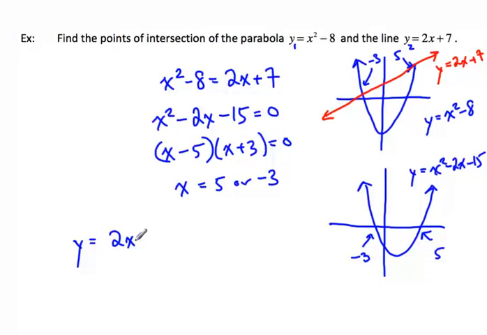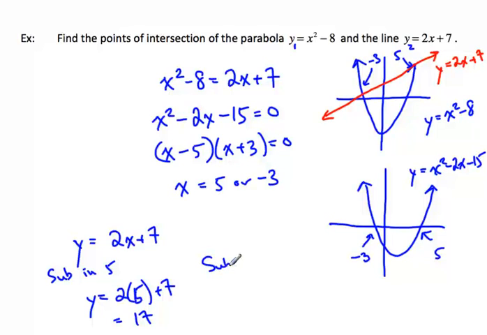But I'm just going to sub into the easier one, for me, the linear function. So if y is equal to 2x plus 7, if I sub in 5, I get y is equal to 2 times 5 plus 7, which is equal to 17. If I sub in negative 3, I get y is equal to 2 times negative 3 plus 7. Negative 6 plus 7 is positive 1, so I get y is equal to 1.